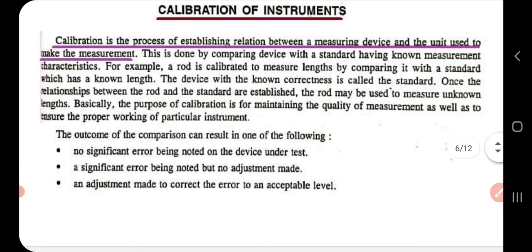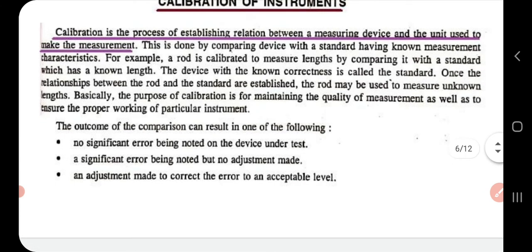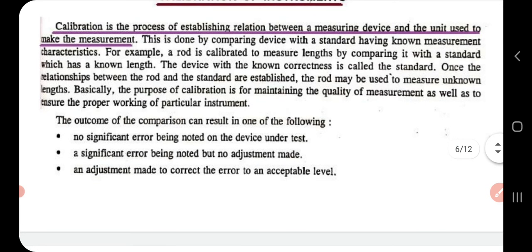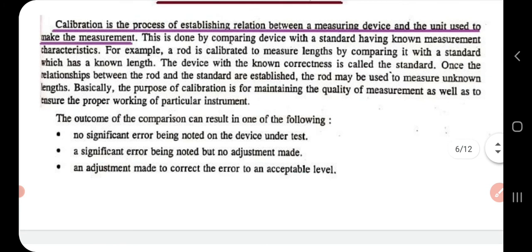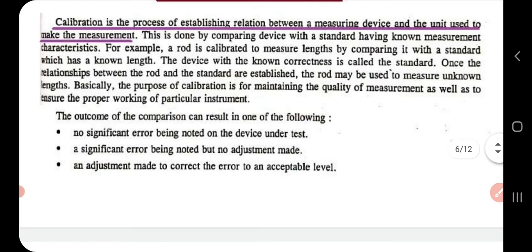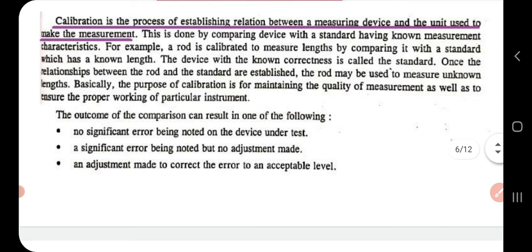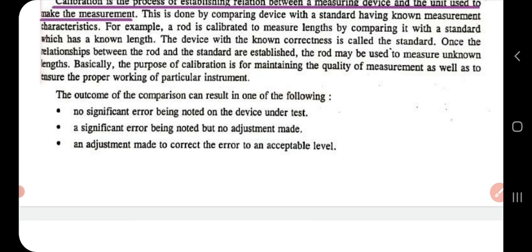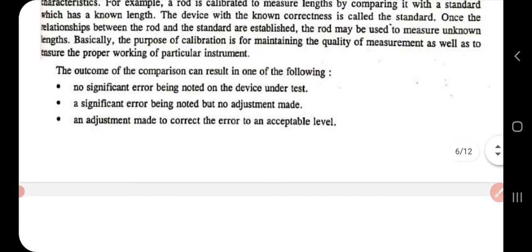For example, a rod is calibrated to measure length by comparing it with a standard which has a known length. The device with a known correctness is called a standard. Once a relationship is established, then the rod that we have can be used to measure unknown lengths. The main aim of calibration is to maintain the quality of measurement as well as to verify the proper working of a particular instrument. Now the outcomes are given here.